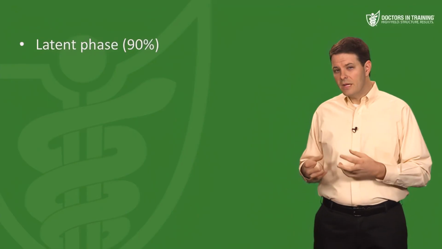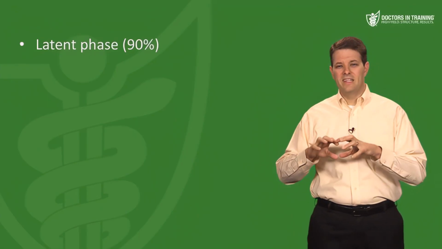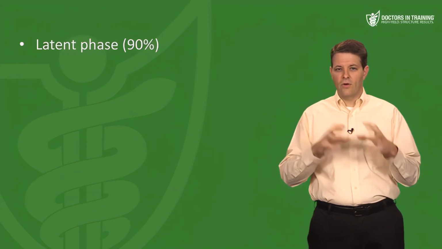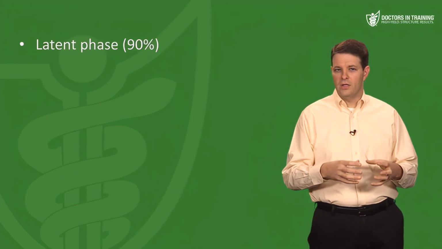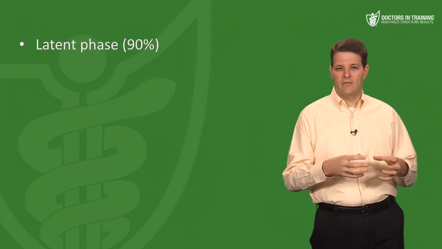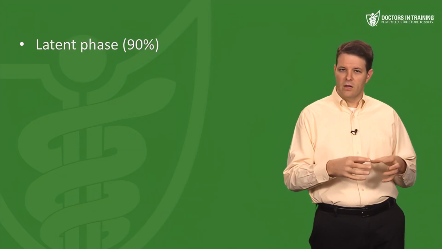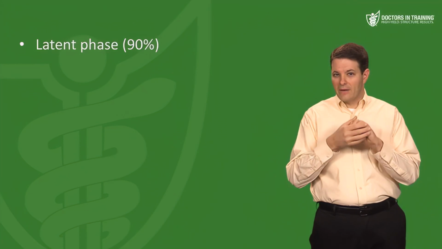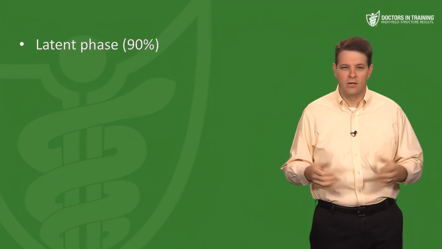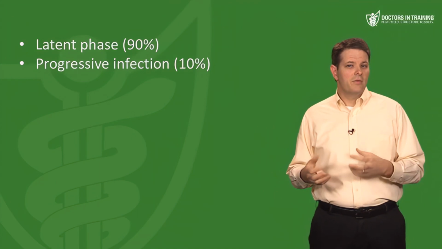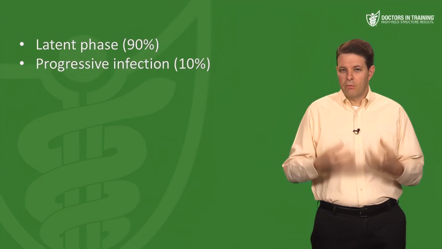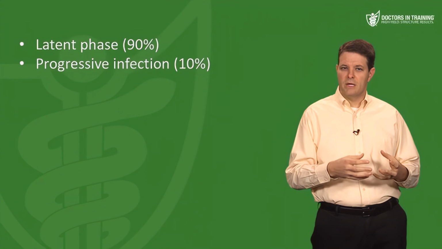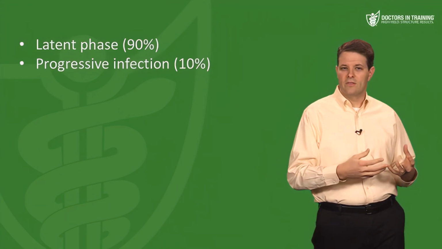Now there are two possible outcomes of a primary TB infection. In about 90% of cases, the immune system fights the TB to a draw, basically, so that further bacterial replication is halted, and the infection goes into a latent phase. So the bacteria are still there, just hanging out in the lymph nodes, and they're not really replicating. They're just biding their time, waiting for more favorable conditions. Now, the other 10% of infected people cannot mount the appropriate immune response to control the TB, and they go on to have progressive infection.